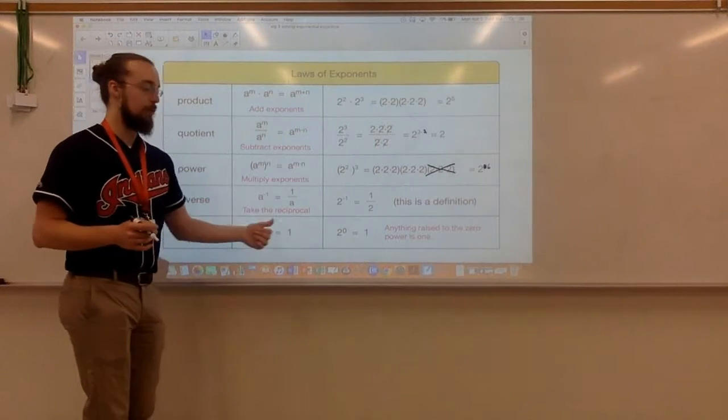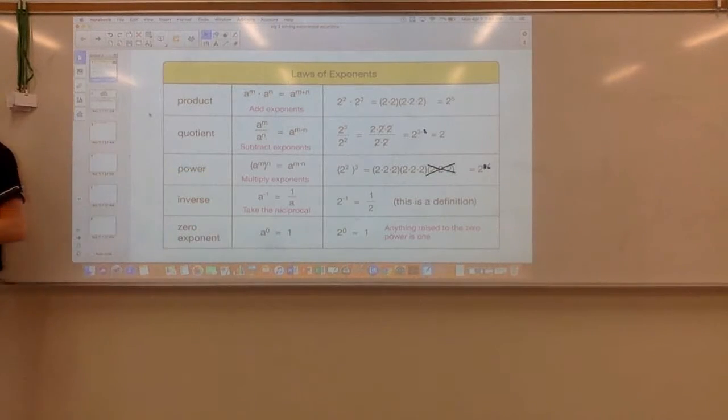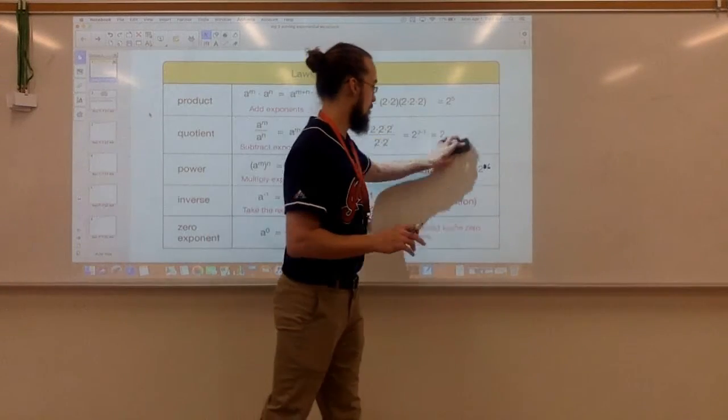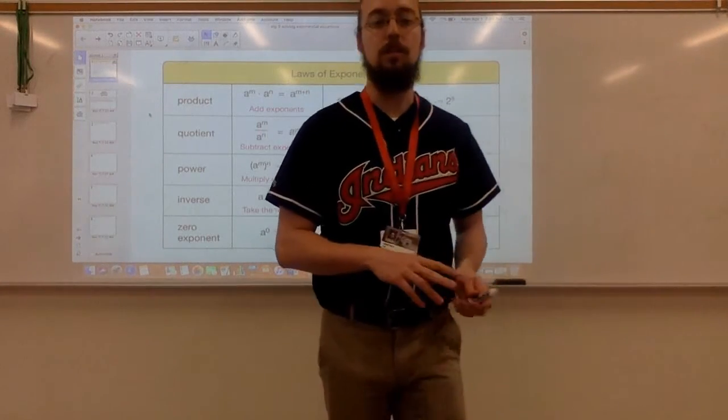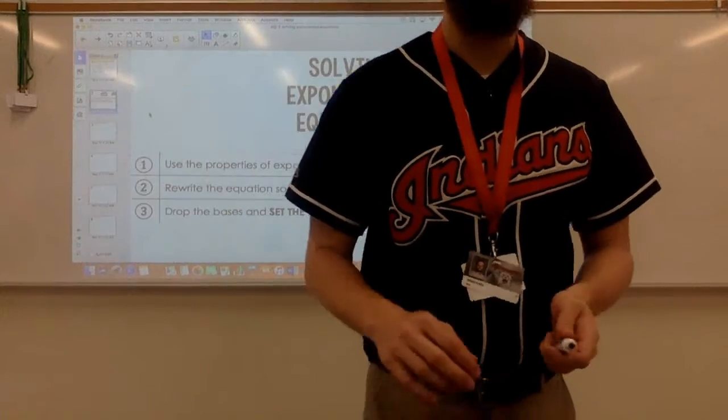Anything to the 0 power is equal to 1. Any questions on those properties? All right, then let's take a look at solving some exponential equations.